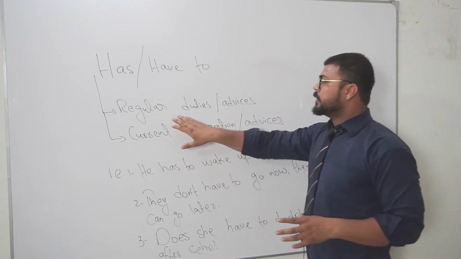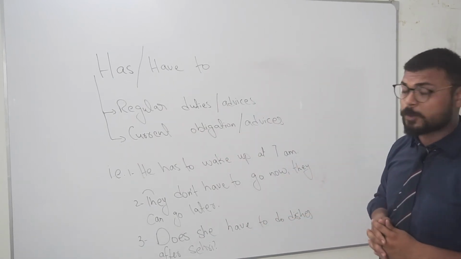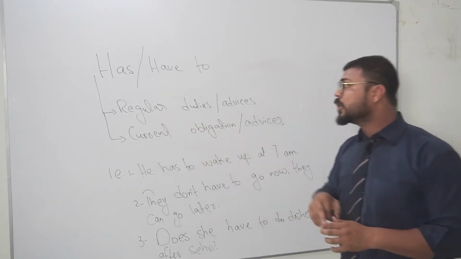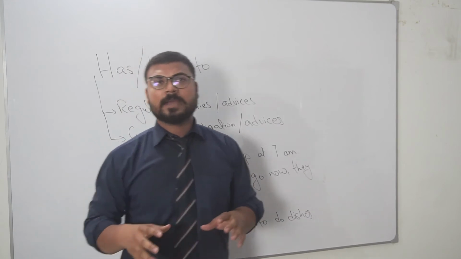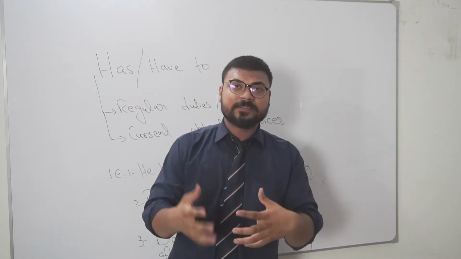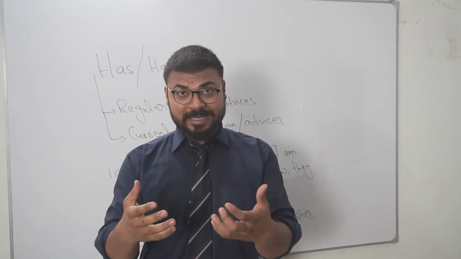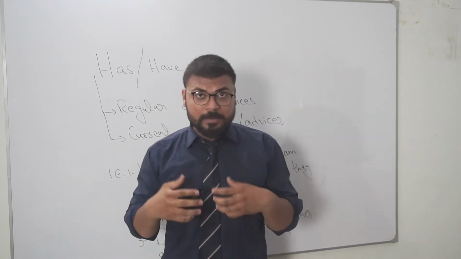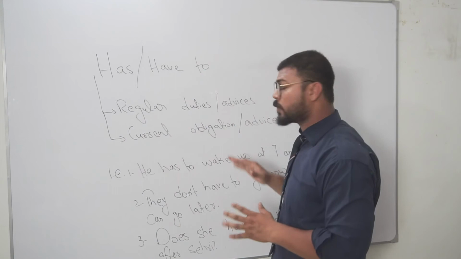So now there are two different usages that we use has to and have to with. The first one is the regular duties or advices. Let's say it's advice in terms of commands, like a strong advice. Like I say, you have to speak English now. So it's a strong advice, or it's a strong recommendation, or it's a strong command that I'm giving you. So this is why I've written here advices, right?